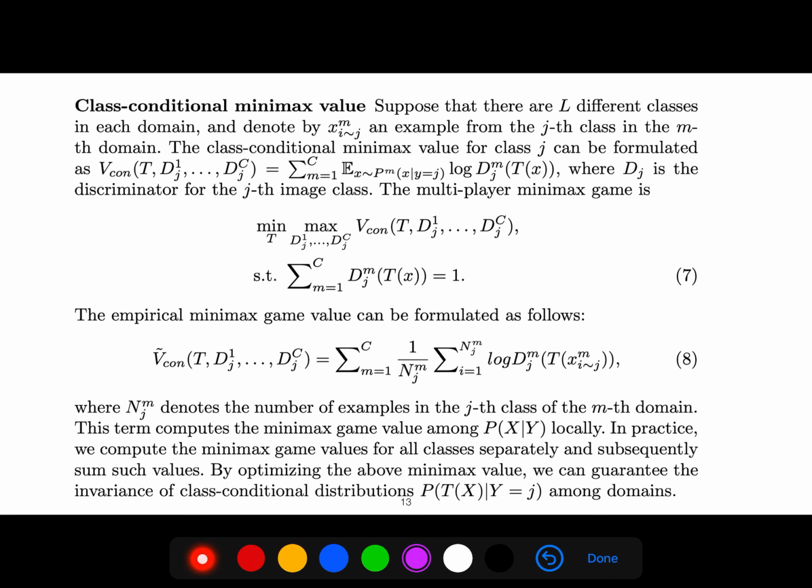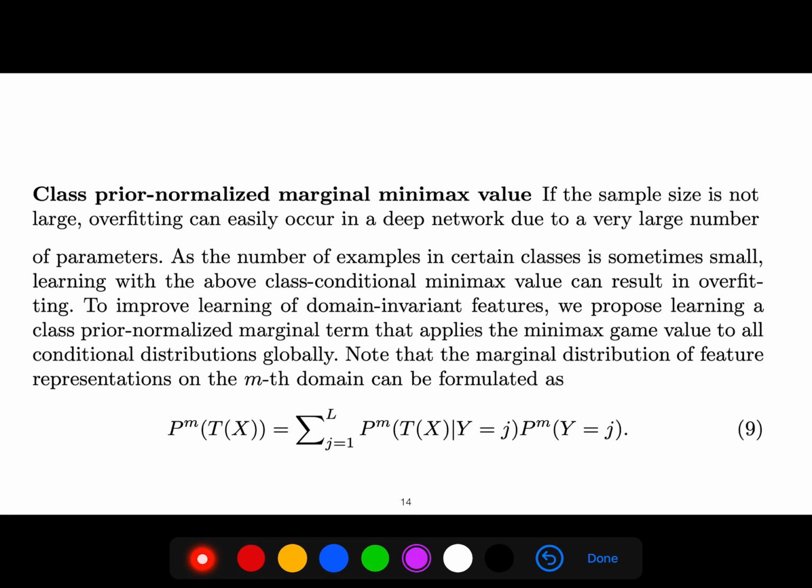And we have this class conditional minimax value that I said. Class prior: if the sample size is not large, overfitting can easily occur in a deep network due to a very large number of parameters. As the number of examples in certain classes is sometimes small, learning with the above class conditional minimax value can result in overfitting.